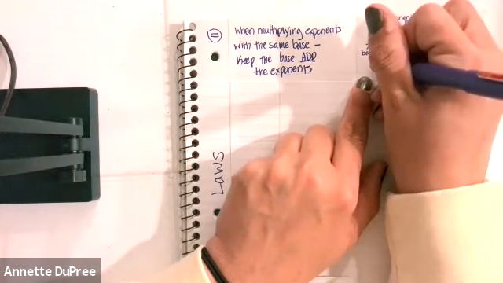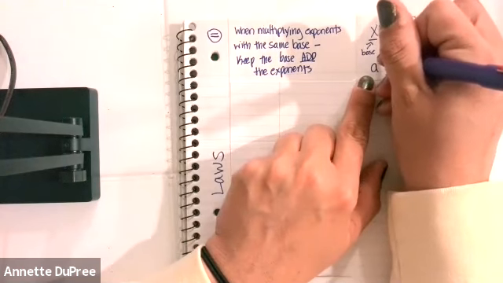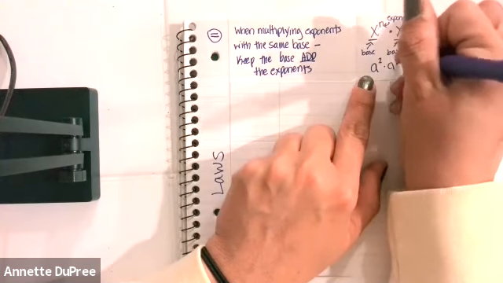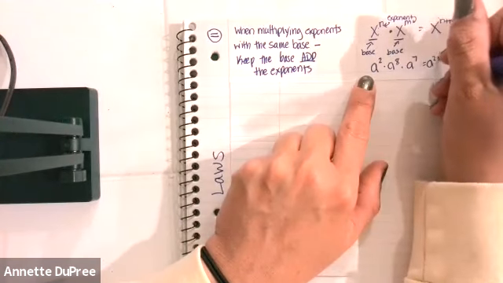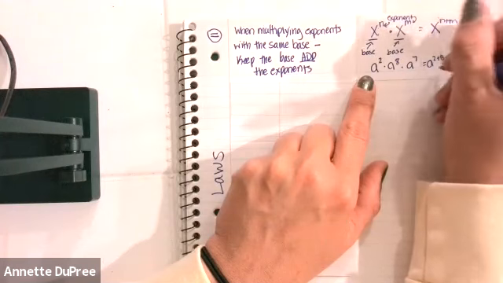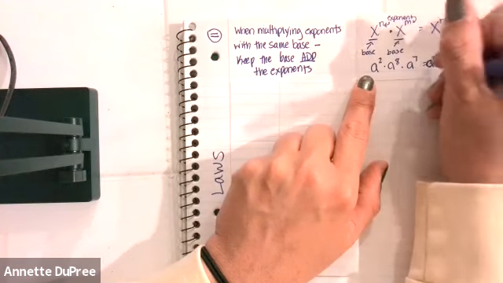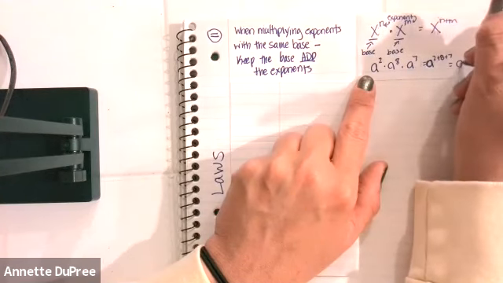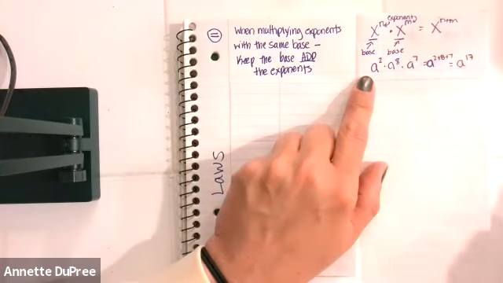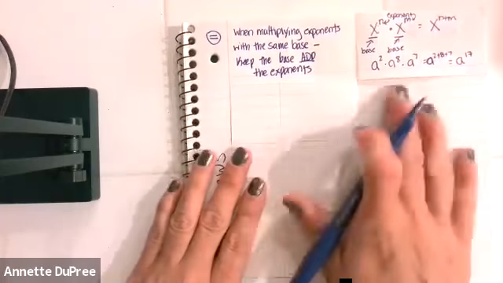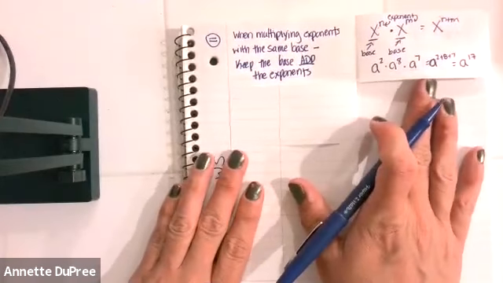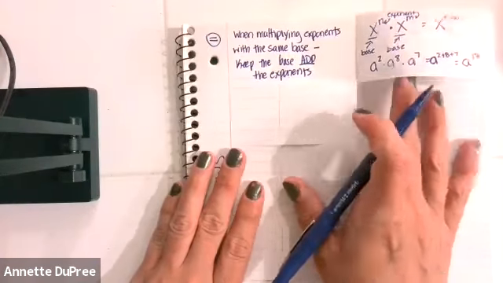But if I was to do another example, a to the 2nd times a to the 8th times a to the 7th, we're going to add 2 plus 8 plus 7, keep that base of a. You all know what that is added together. That's a to the 17th power. That is our rule. Okay, so this is the rule for product of powers. If you need to, pause this video and write this down.